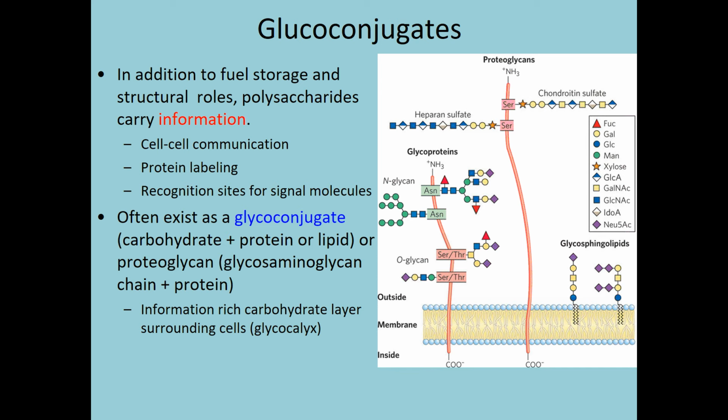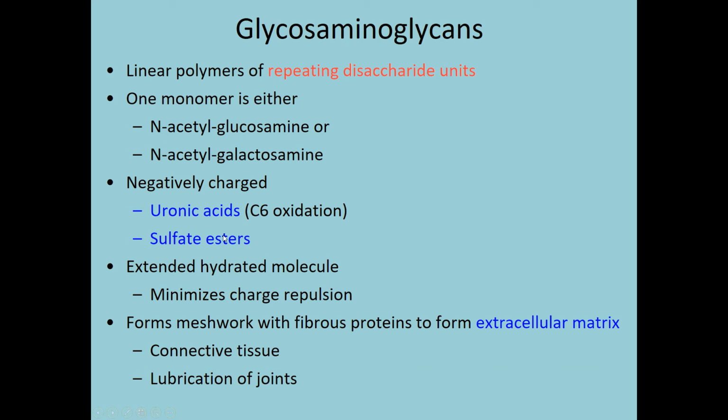Some of them are structural. So a lot of interesting things going on. So I want to take a look at some of these with you. First, let's talk about the glycosaminoglycans. Glycosaminoglycans are repeating disaccharide units where one of your monomers is always going to be N-acetylglucosamine or N-acetylgalactosamine. The other monomer is always going to be modified in some way to be extremely negatively charged.